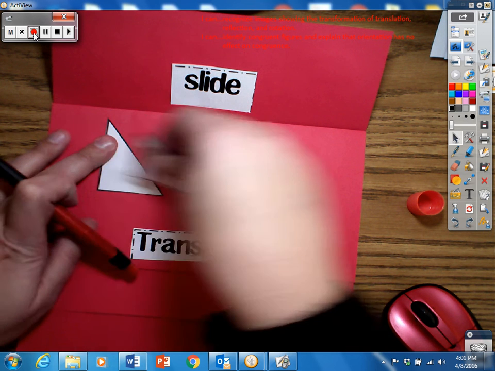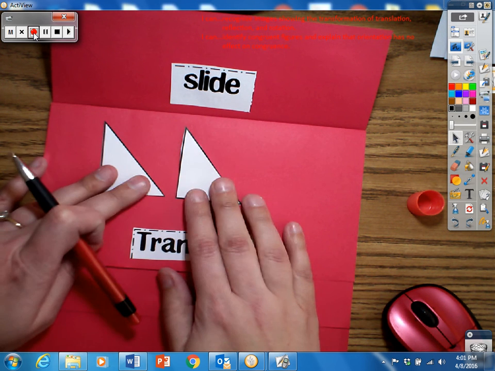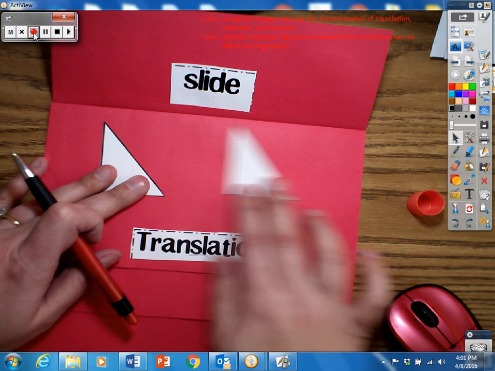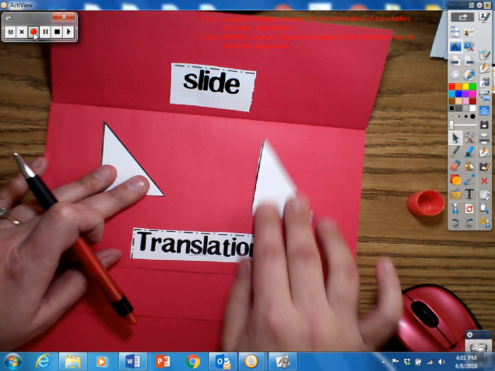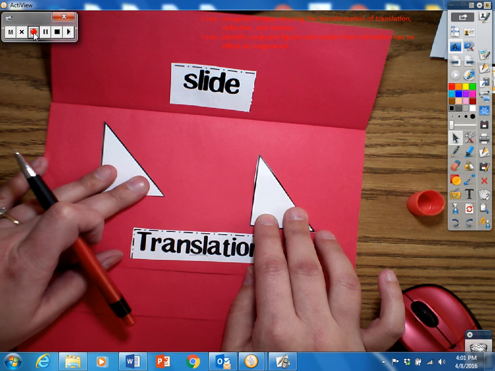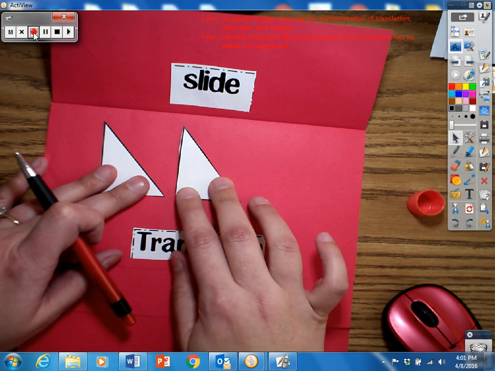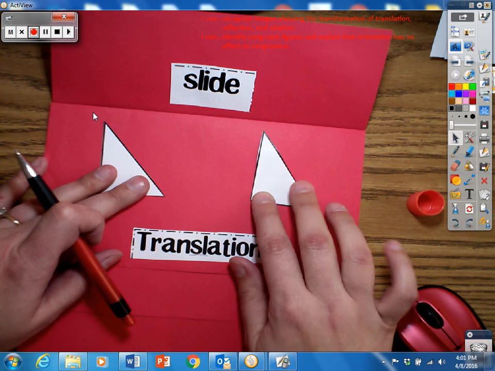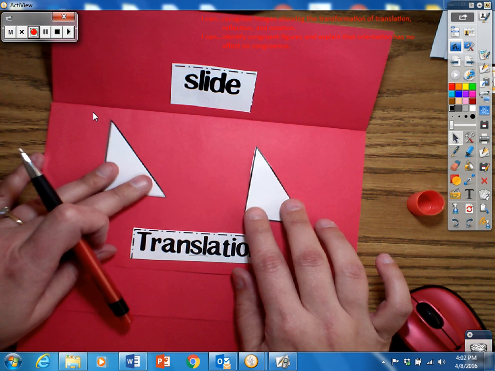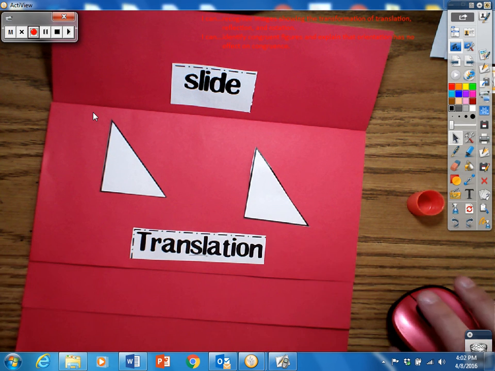If I put this triangle on top of this triangle, it is exactly the same, which shows congruency. So because these are congruent figures, I can show a translation by sliding another figure in any direction. Again, did I turn? No. I kept my triangle in the same orientation and just slid it to a new location on the page. Please go ahead and glue your triangles down now.